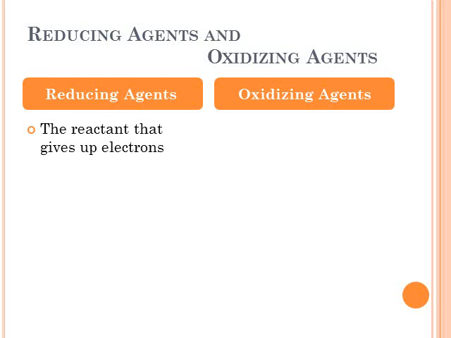Maybe an easy way to think of that is that the thing being oxidized is helping the other thing become reduced. That is, the other thing gaining electrons. The thing that's losing electrons is helping the other thing gain electrons. So that makes it the reducing agent. The oxidizing agent then is the reactant that gains the electrons. So by gaining the electrons, it helps the other component oxidize or lose electrons.